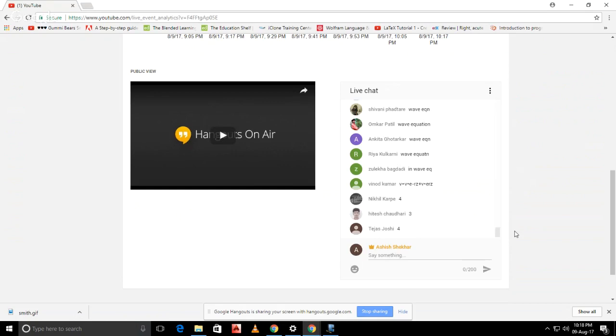Anyone wants to guess how many solutions will be there for this equation? Or how many terms will be there in the equation? People are writing 3, 4. Omkar has written 3. Viraj also has written 3. V is equal to V naught e raised to... Zuleika has written 1 term. Prachi has written 3. Shivani 3. Ankita also has written 3.